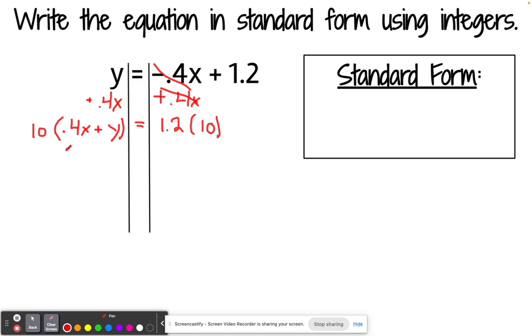Then I have 4x plus 10y. Don't forget to feed both birds. Distribute to the y also. 10 times y, 10y, equals 1.2 times 10, as I said, is 12. So now I have ax plus by equals c. 4 is my a, 10 is my b, 12 is my c. My first number is positive, and they're all integers.